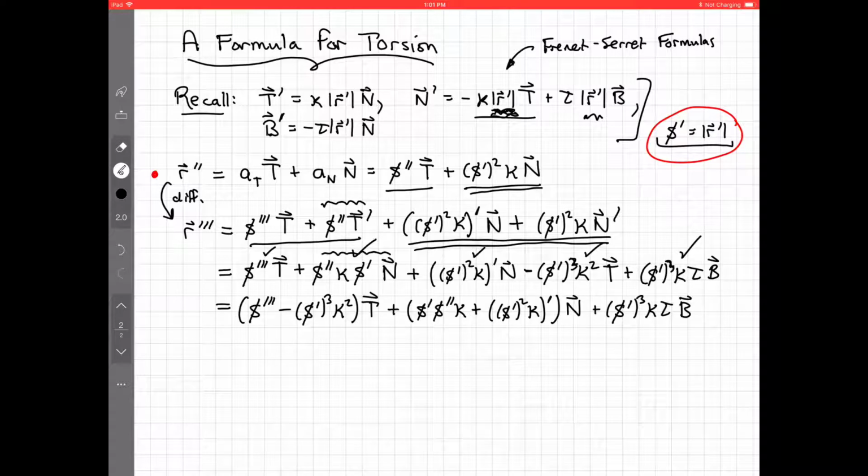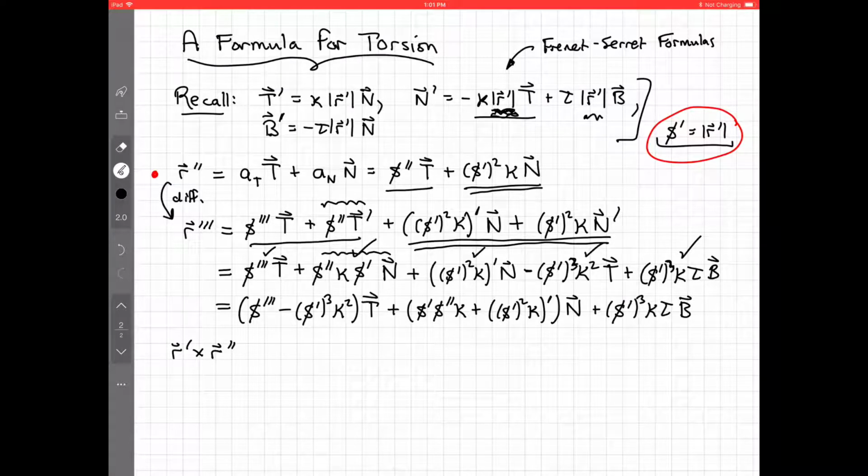All right, so there we go. We have this rewritten. So we just differentiated the acceleration to get r triple prime and used Frenet-Serret to write it in terms of T and B. So it's complicated, but also straightforward where it came from. Now, let's recall what is r prime cross r double prime.